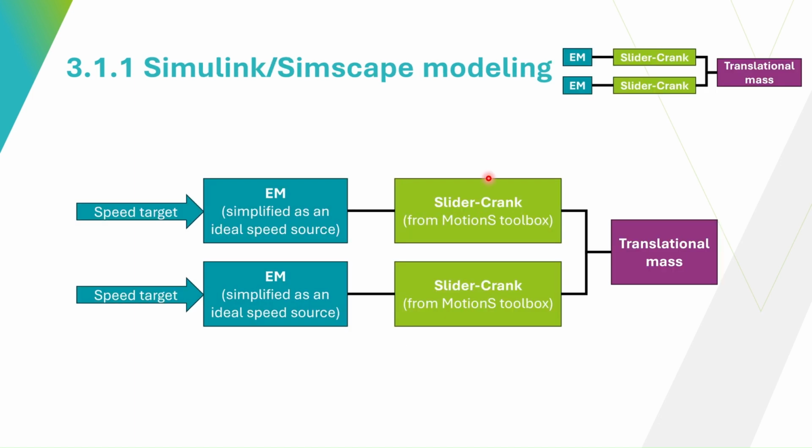So now, a small word about how we can do this in the Simulink Simscape environment. So our small mechanical model. Here the electric motor will be simply fed as an ideal speed source. In that way, we don't need to take care of the modeling of the electric motor, but also all the control side. So we can just simply send a speed target to an ideal speed source. Then for the slider crank mechanism here, we will use the slider crank coming from the Motion Toolbox. And finally, we can just use a simple translational mass from the Simscape library.